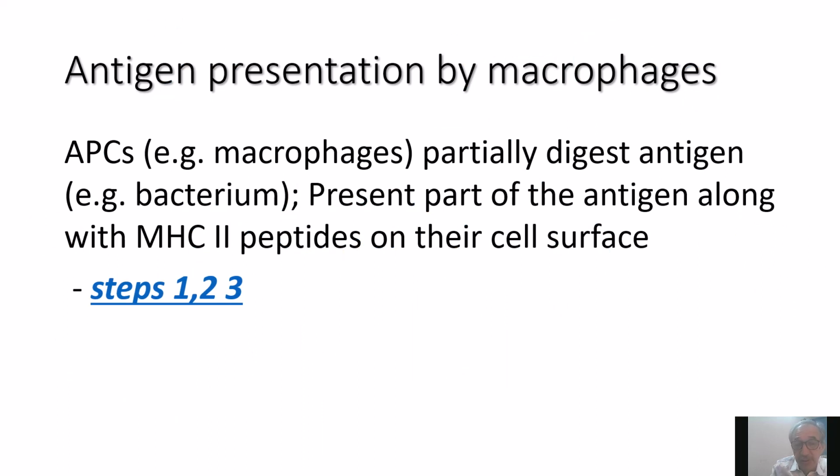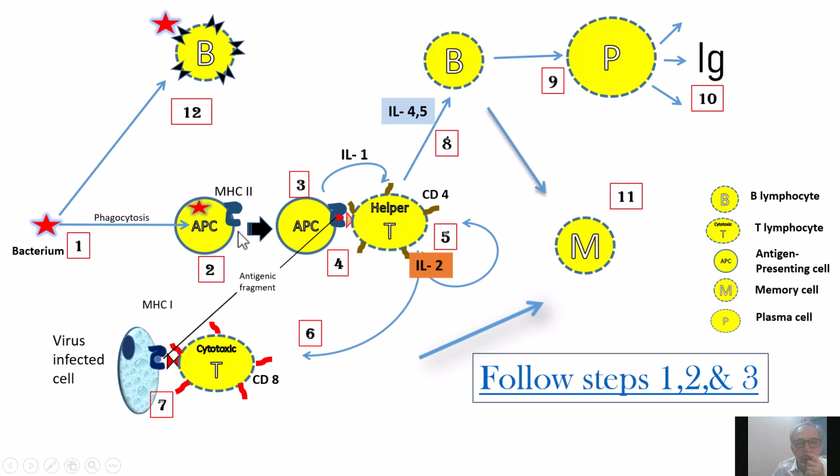Let's go to the same thing once again. Antigen presentation by the macrophages. Antigen presenting cells, mainly the macrophages, partially digest antigen. Here the bacterium presents part of the antigen, the protein, along with the MHC 2 peptides on the cell surface. We can go back to these steps again. 1, 2, 3.